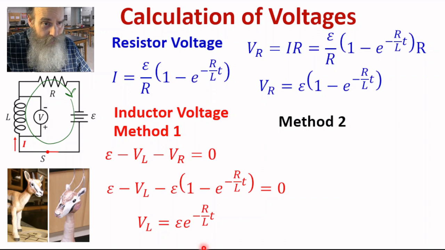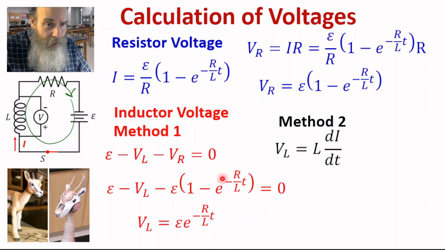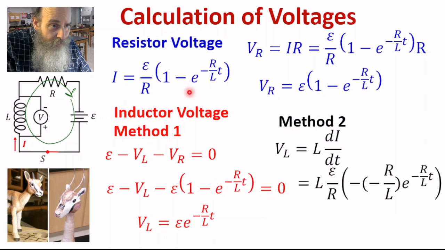Second method, we can use this expression: VL is L times di/dt. So we have to differentiate I with respect to t. First of all, we have the L. We have the constant E over R. So that L times E over R, we have that. Then we've got a negative sign here. Well, the derivative of 1 is just 0. Then we have a negative sign, so we have the negative here.